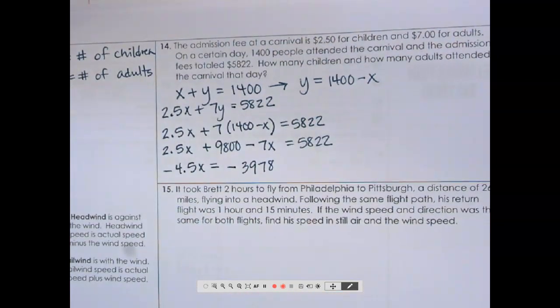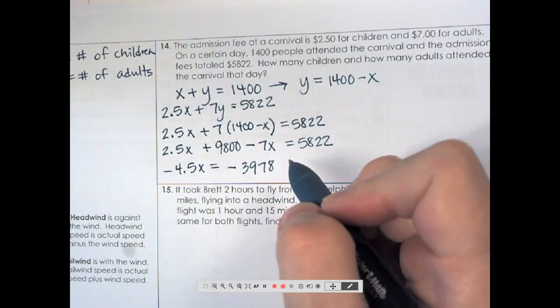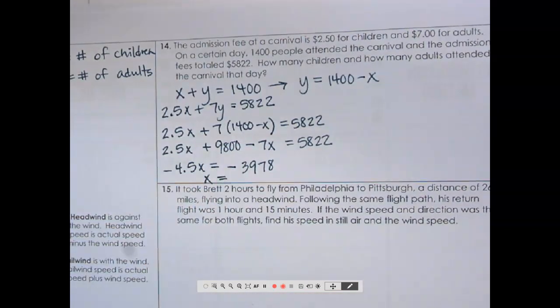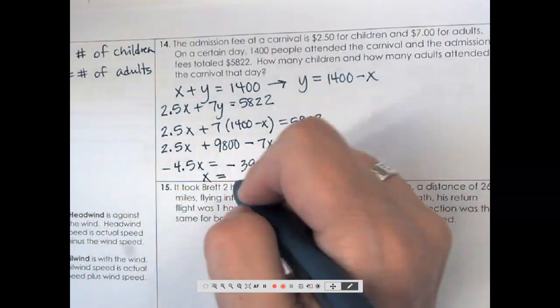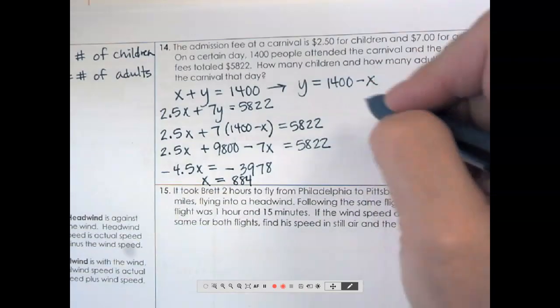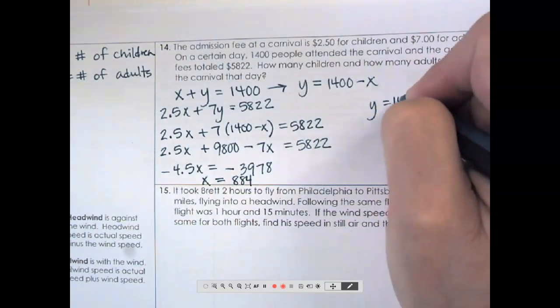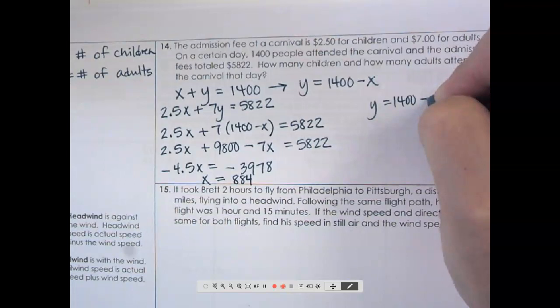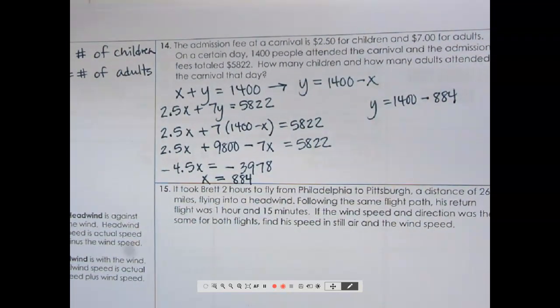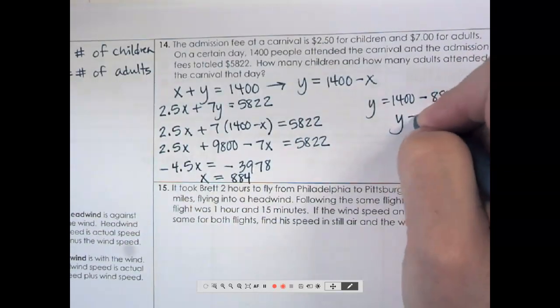Jerry, what'd you get? For Y. Tell me what you got for X. I got 884. All right, let's see if I get the same thing. I did. Okay. And what'd you get for Y? I agree.